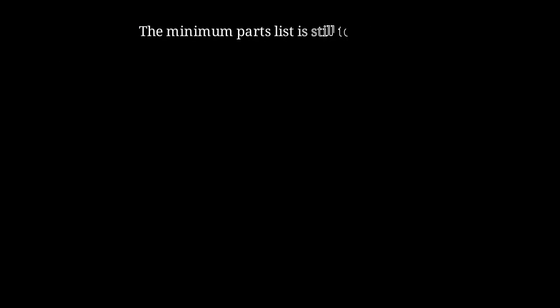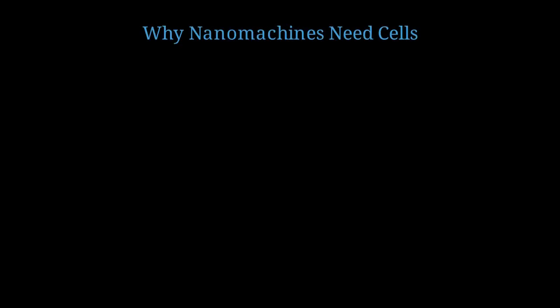The problem is that even the minimal cell requires hundreds of genes working together. We're trying to reverse engineer a system that took billions of years to evolve. Here's an interesting question. Could life exist as free-floating nanomachines without cells? The answer is almost certainly no.